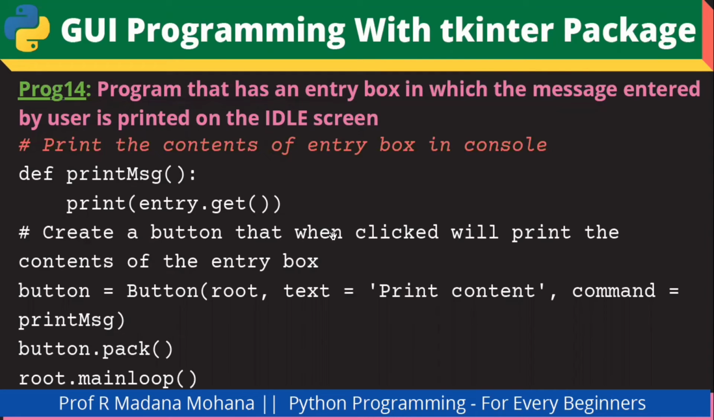Then you have to create a button that, when clicked, will print the contents of the entry box. So using the Button method, create an object for the button. Button equal to Button, here B is capital, Button of root comma text, whatever text you want. First we are giving the name of the button, text equal to print content, command equal to print_message. If you use command equal to root.destroy, it closes the GUI window. But here we are printing, so the method is print_message. Now you can pack this, button.pack, then root.mainloop.